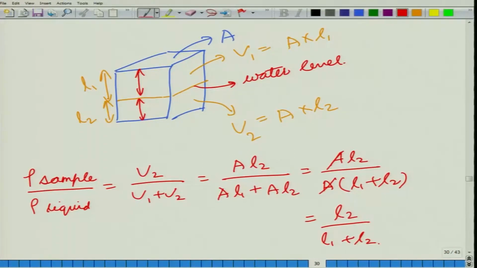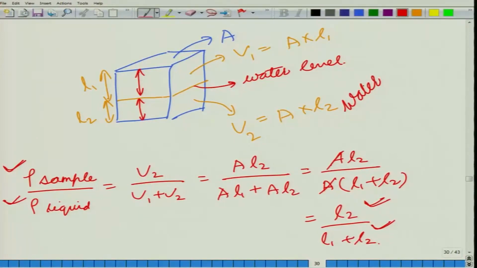So, what we get from here is that the density of the sample divided by the density of the liquid in which it is floating is given by the length of the portion that is below the liquid level, or in this case the water level, divided by the total length of the sample. So, just by taking these two measures of the length of the sample and the length that is below water or above water, we can get this ratio of rho of sample upon rho of liquid.